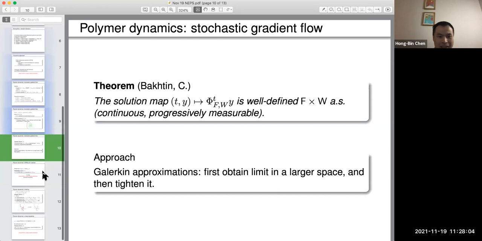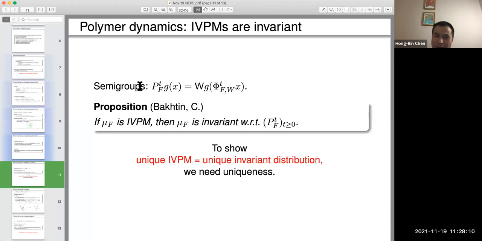Okay. So naturally, the dynamics induce semigroups, and the first proposition is sort of natural because we are dealing with a gradient flow SDE, and we are considering a Gibbs measure. So one direction is clear: if we have infinite volume polymer measures, then they are invariant with respect to the semigroup. This is one direction, and remember, our goal is really trying to identify these two things. So we only need to ensure uniqueness of the invariant distribution to draw the conclusion.